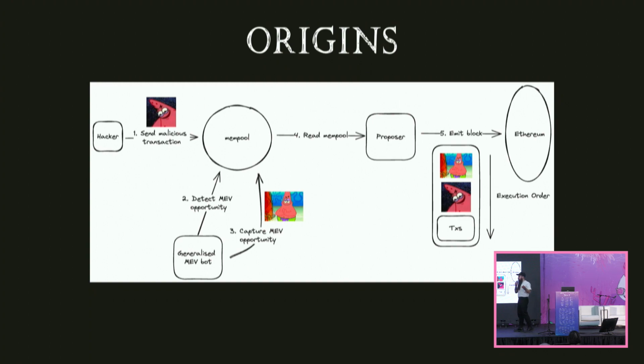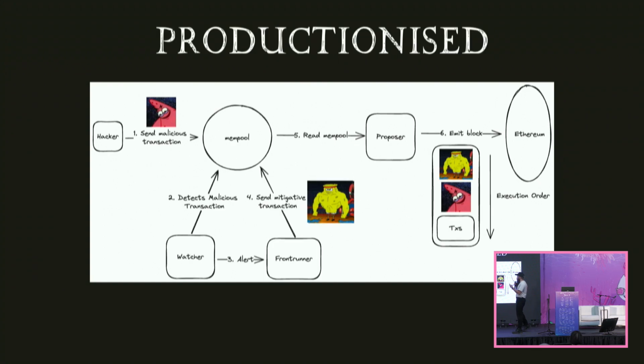The proposer would read it from the mempool and emit a block. And the result would be that instead of the hacker getting the funds, they would be captured by these MEV bots. We have seen that in the wild. We have seen MEV searchers capturing hacks by mistake and then going through a process to return them to the dApps. So a few people figured out that since this is happening by accident, we should probably productize it, right?